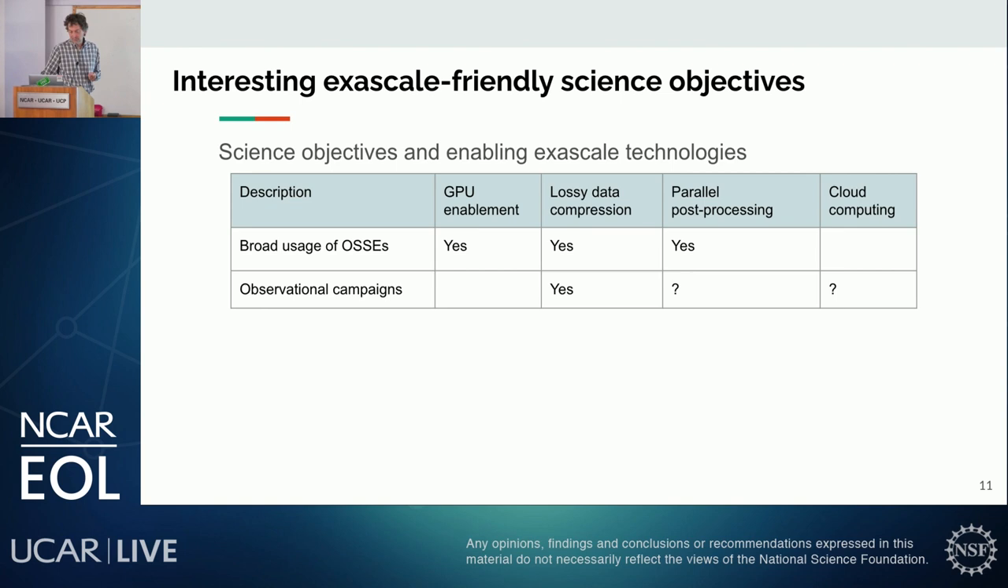Ones that were noteworthy: apparently you deploy a large number of instruments per year, and currently you've only done OSSEs. I learned what OSSEs were. They are not from Australia, as I initially assumed. So there was mention of the potential to use OSSEs to tune the instruments on all the instruments that are deployed. And I think observational campaigns could benefit from lossy data compression and cloud computing as well, and potentially also parallel post-processing. I can go into more in the next slide here.